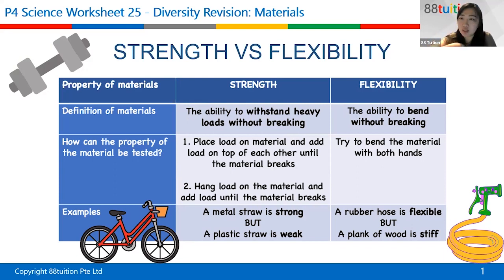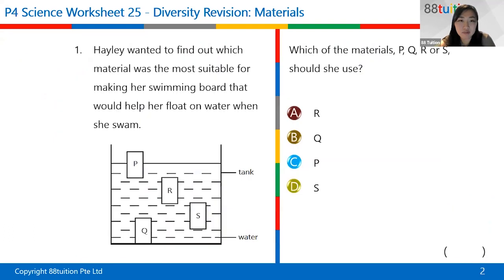For flexibility, you basically just need to bend the material and see whether it can bend or not. A metal straw is strong, but a plastic straw is weak. When we talk about strength, the adjectives to describe would be strong and weak. When we talk about flexibility, it's either flexible or stiff. That's the difference. Now we're going to do half of the questions, then have an activity before we do the second half.